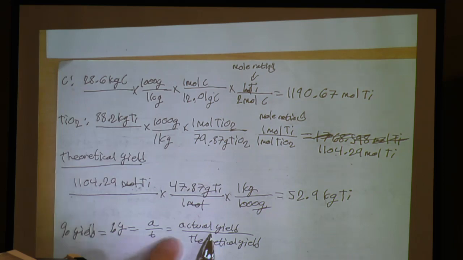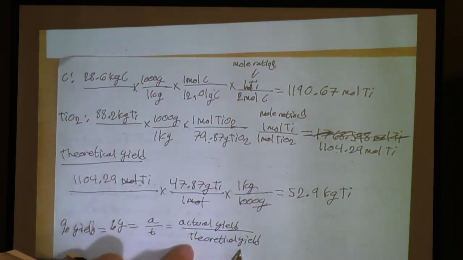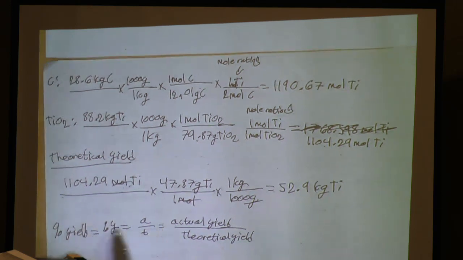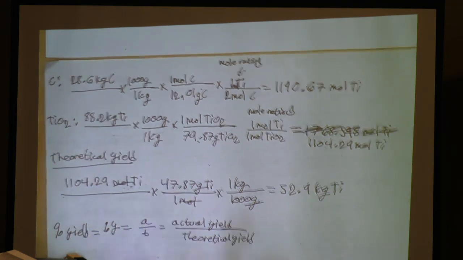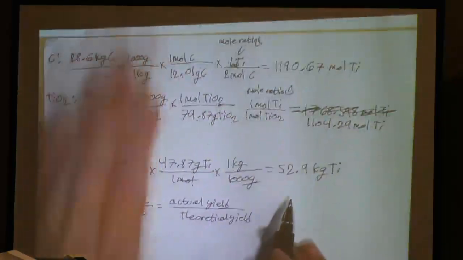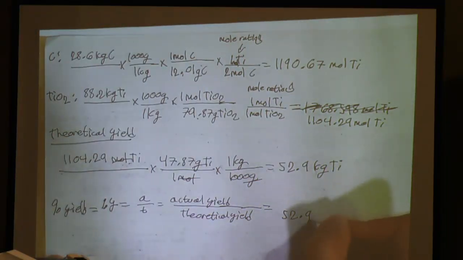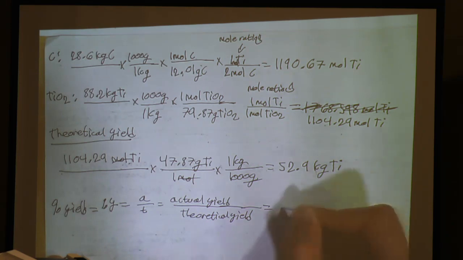So if you're ever like, oh God, is the percent yield theoretical yield over actual yield, or is it actual yield over theoretical yield? We just say yacht, right? That's what helps me, because I always mix them. So we have our theoretical yield, right? We found that just now. So our theoretical yield is 52.9 kilograms of titanium.